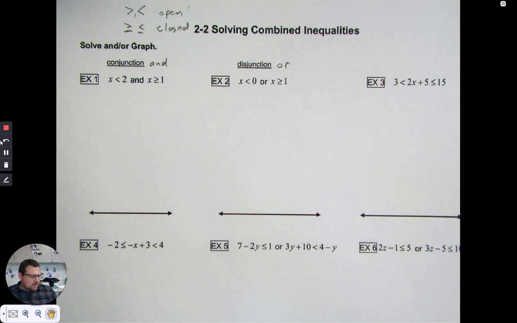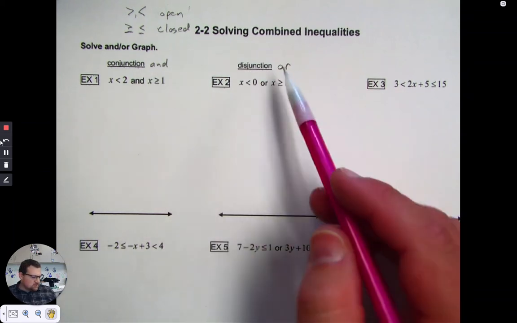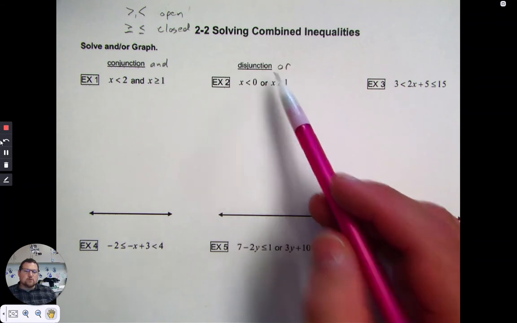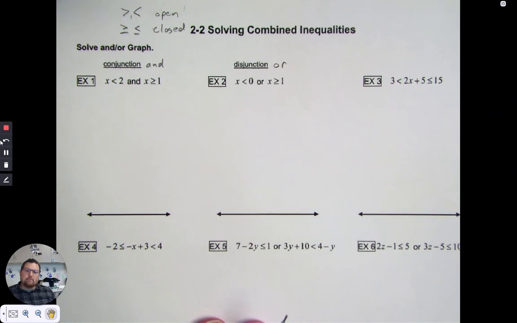Now, today we're going to deal with conjunctions, which is the same as your and statements, and your disjunctions, which are your ors. So with your ors, it works if it works for one or the other, and for the conjunction, or and, it has to work in both of them.